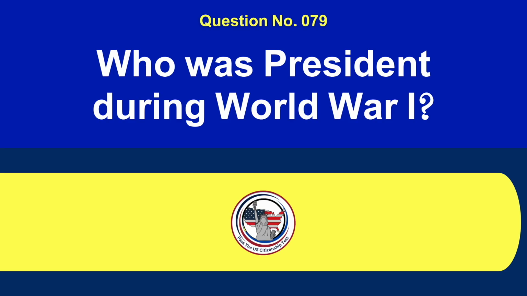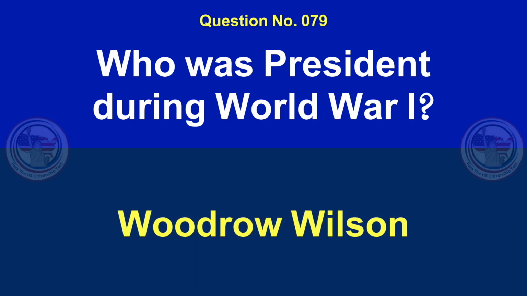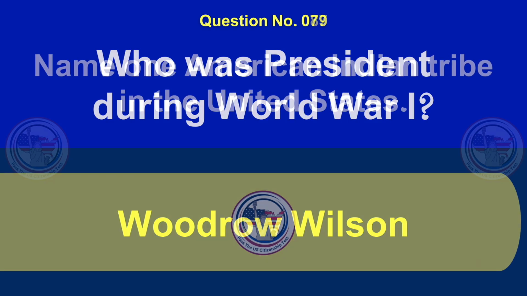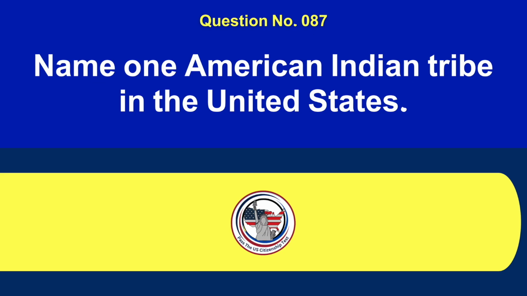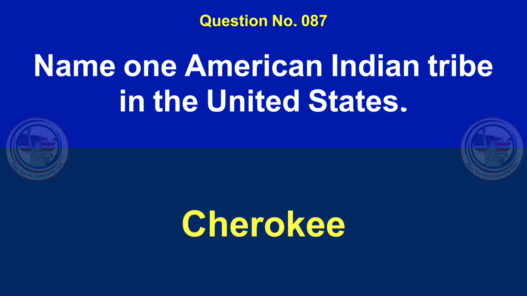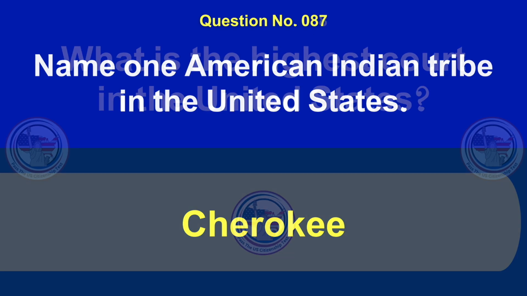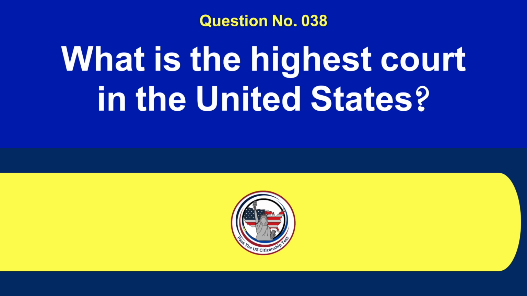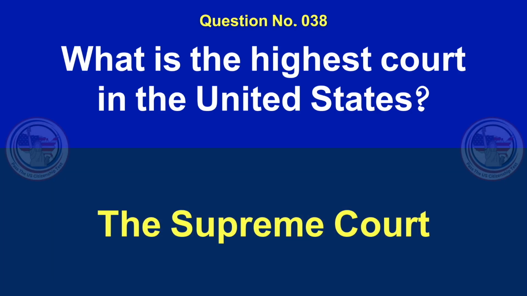Who was president during World War I? Woodrow Wilson. Name one American Indian tribe in the United States. Cherokee. What is the highest court in the United States? The Supreme Court.